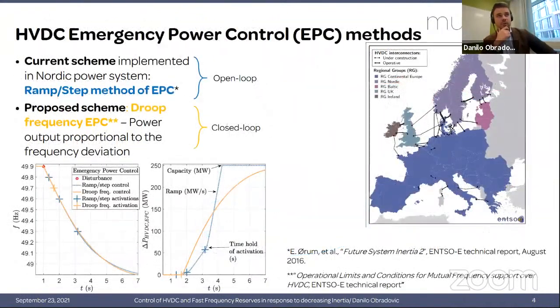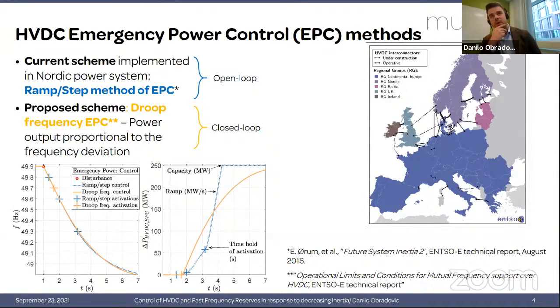There are mainly two different methods that we compared here. One is an open loop method, ramp step EPC, where frequency serves as a triggering level. So when the frequency goes below a certain value, you start injecting a ramp with a constant rate in terms of megawatts per second. In the other case, frequency is a continuous input. It's a droop frequency based method where power output is proportional to your local frequency deviation.